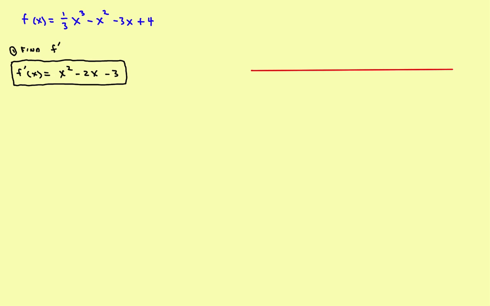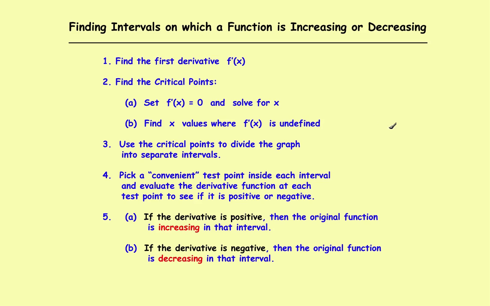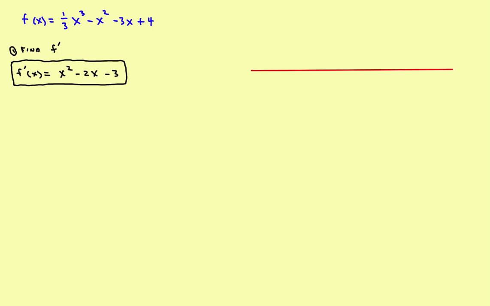Now, let's go ahead and look at the next step. The next step in the process is you want to find the critical points, and you find the critical points by setting the first derivative equal to 0 and solving for x. So let's do that. So step number 2, take the first derivative and set it equal to 0. So x squared minus 2x minus 3, and set that equal to 0. This is going to identify the critical points.